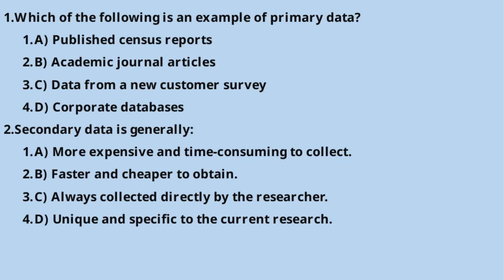Let's start by looking at the first question on this slide. It asks, which of the options listed is an example of primary data? Now, primary data is data that you collect yourself, specifically for your current research or project. For example, if you conduct a new customer survey, you are gathering fresh, original data tailored to your needs. In contrast, the other options like published census reports, academic journal articles, and corporate databases are considered secondary data. These are data sources that have already been collected by others and are available for analysis.